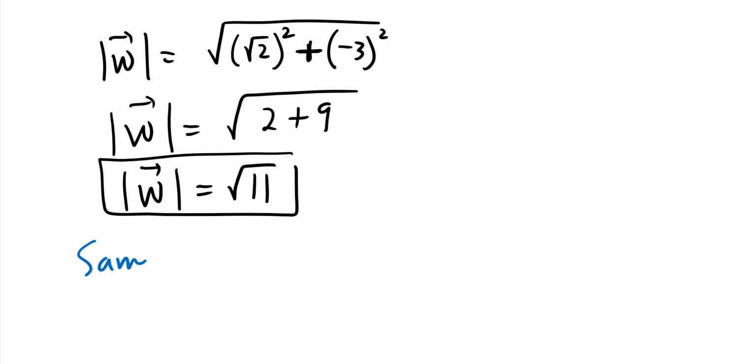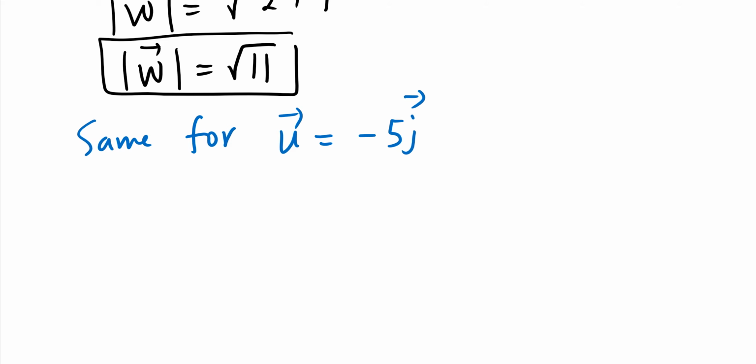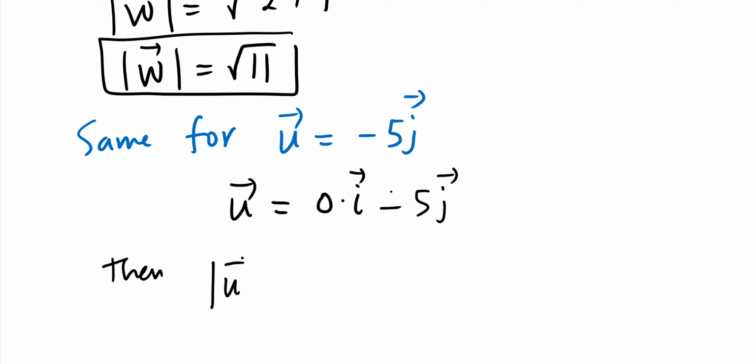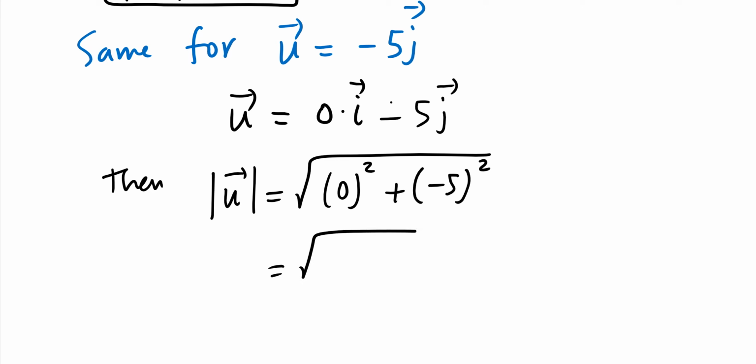Same for vector u with components negative 5j. There's no i. So what does that mean before we find it? This means it's a 0i, there's no i, plus, or you can say minus, just minus 5j. Then the magnitude of u, always the square root of the first one squared, no i's, plus negative 5 squared. And what does that give us? The square root of 0 plus 25, which is 25, and that gives us 5.